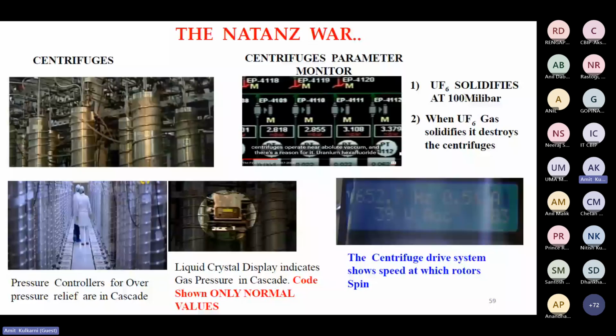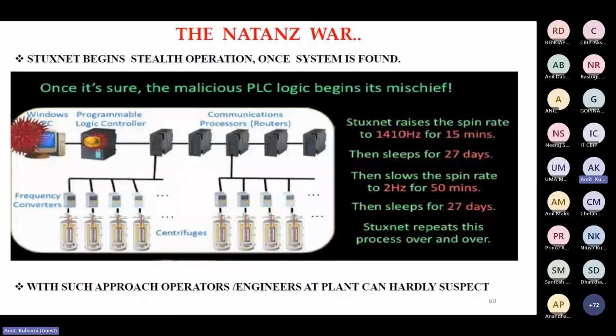Now, how did Stuxnet work? As I mentioned in the past, this is a very intelligent malware which knew what to attack, how much to attack, and what not to attack.